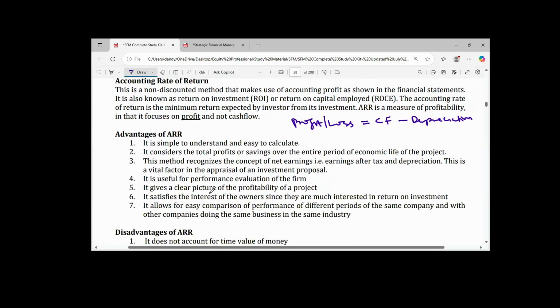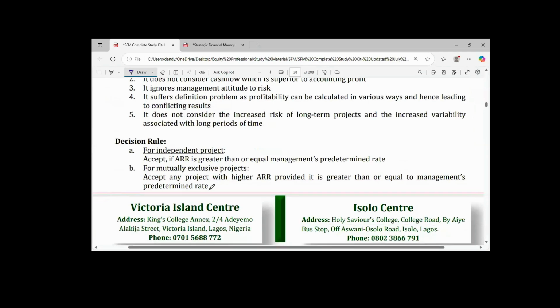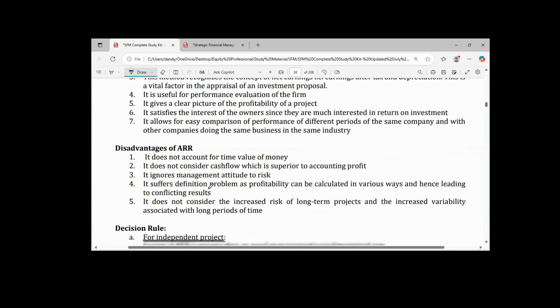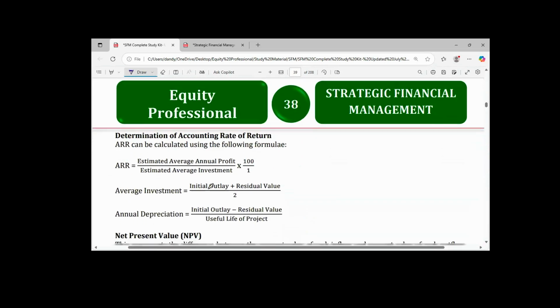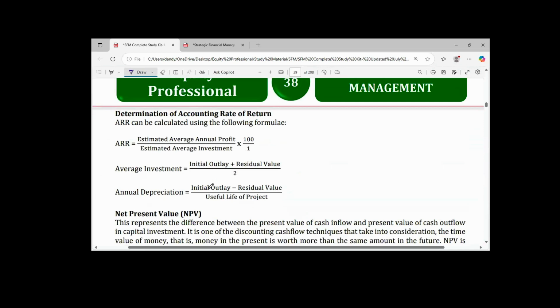So how do you calculate accounting rate of return? To calculate accounting rate of return, there are some 4 formulas that you must be well aware of. When you want to calculate accounting rate of return, of course, it's simply the average annual profits. Accounting rate of return is calculated as average annual profits, AAP, divided by, let me push it to the front a little bit.